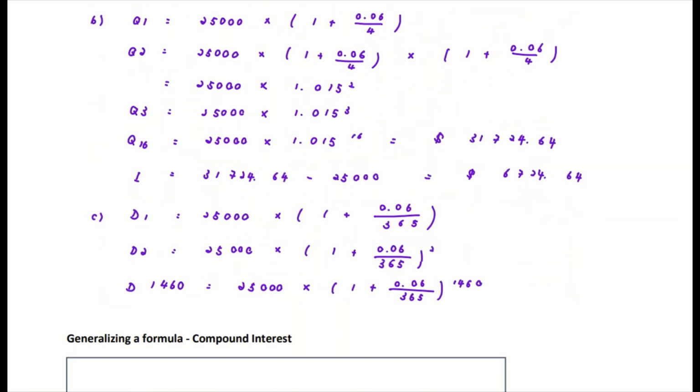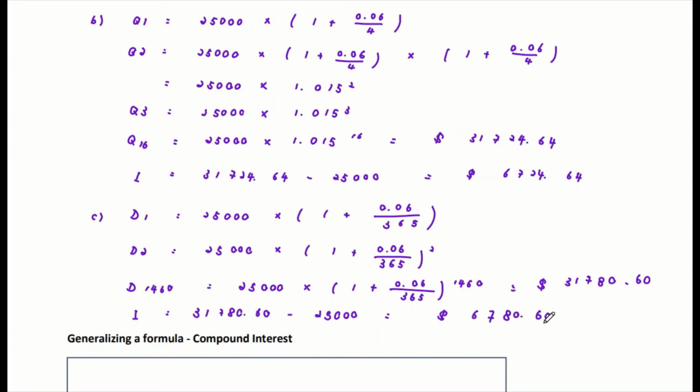I'm sorry, actually all this I should put as a subscript. So here, D1460 is like a small number here, but it's okay. At the end here, you'll be able to get 31780.60. I hope that by using the previous example, you can expect that this value is going to be bigger than the previous one because you compounded much more frequently than quarterly. So I here will be equal to 31780.60 minus the principal that you have. Then from here, you can earn 6780.60.